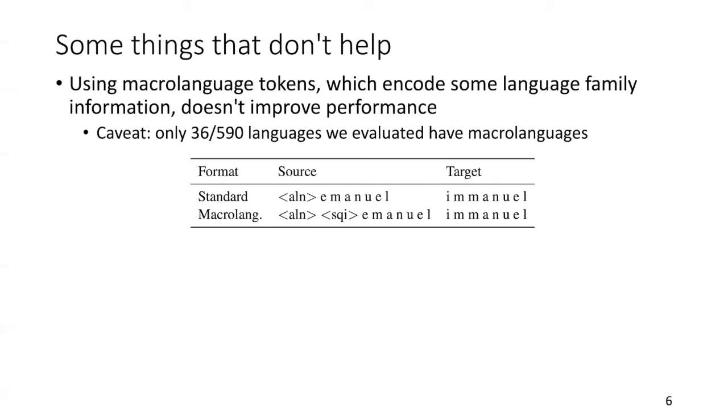One of the potential reasons is that out of the 590 languages we were using as source languages, only 36 of them had macro languages defined. So it's not just an issue that they didn't help anything else, but those 36 didn't get better. In fact, those 36 got substantially worse. So basically, I think these macro language tokens just amounted to noise in the training data.